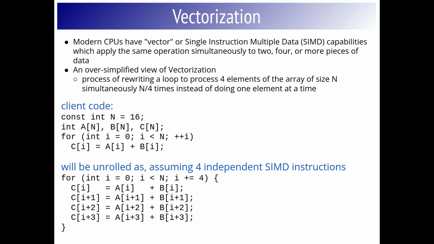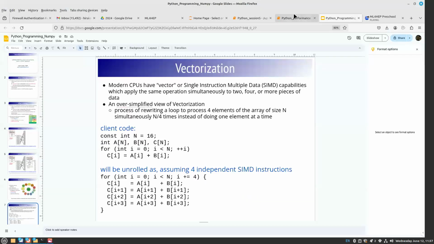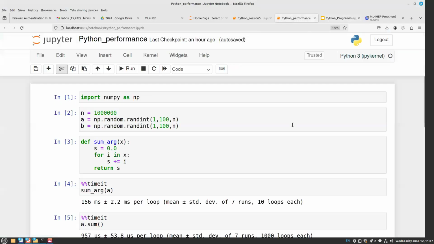When you deal with NumPy arrays, you will never go through a for loop at all. You will only call a function. Now, without further ado, I will show you one example of the performance.